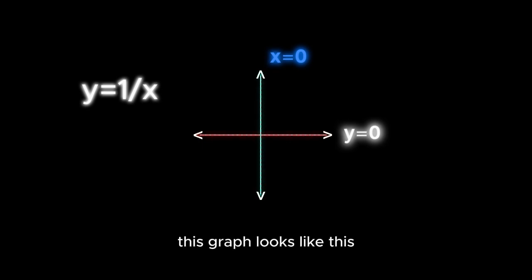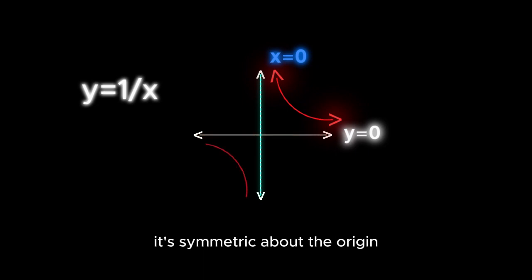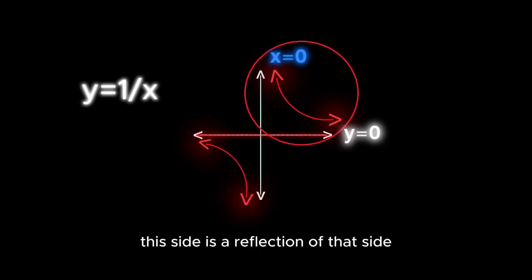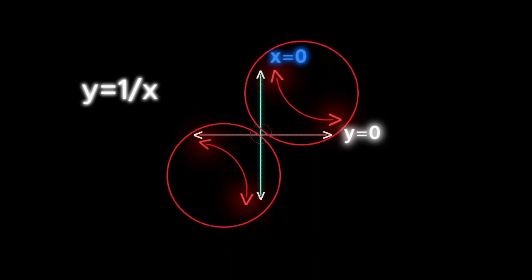This graph looks like this. It's symmetric about the origin. Here's the origin. As you can see, this side is a reflection of that side across this point.